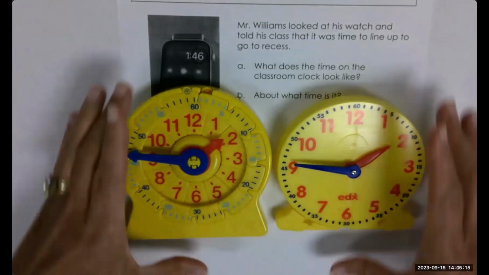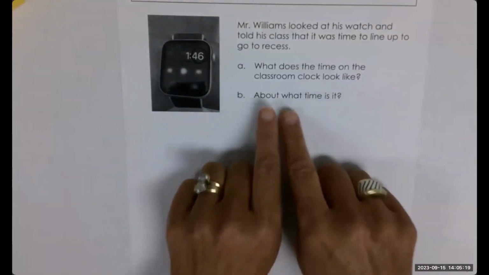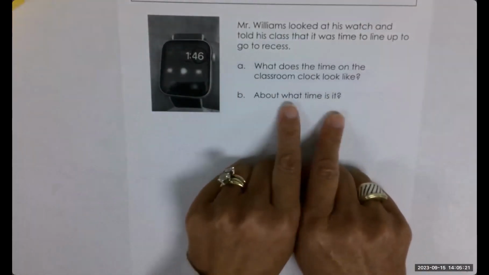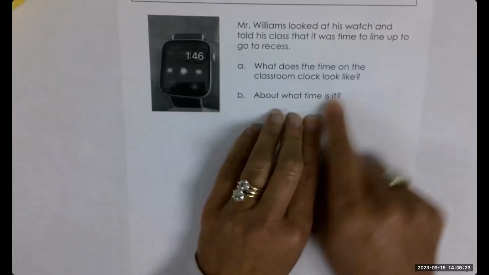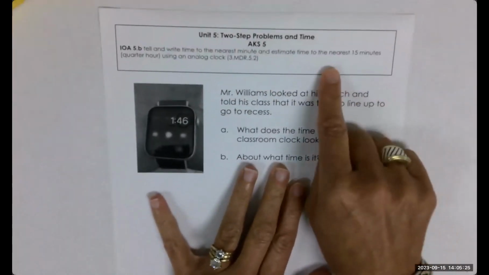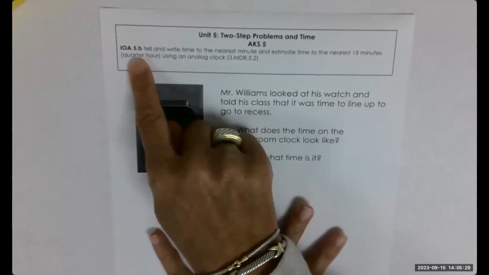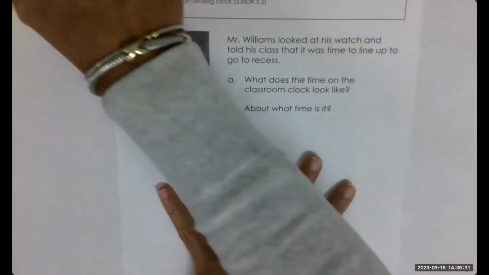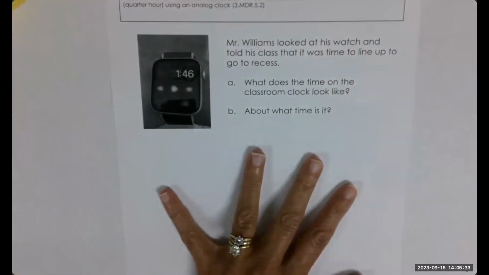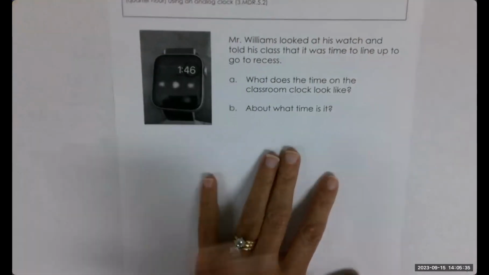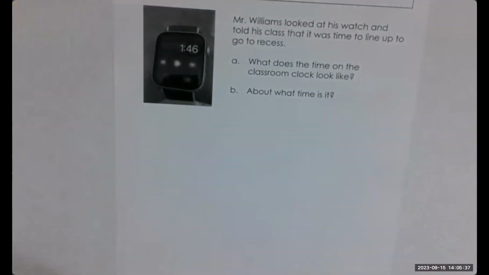Now, let's talk about the second part of our problem. I'm going to shift those right there. About what time is it? This is that estimation piece where our students have to estimate to the nearest 15 minutes or the nearest quarter hour. Right? I am going to stand up and show you what I do in my classroom when I get into this with my students.